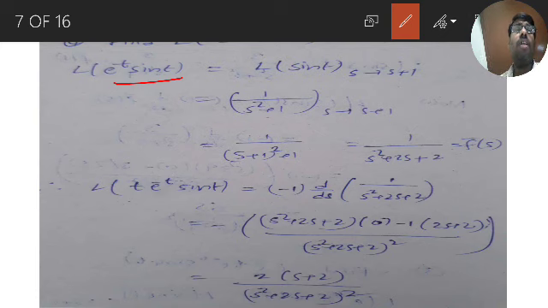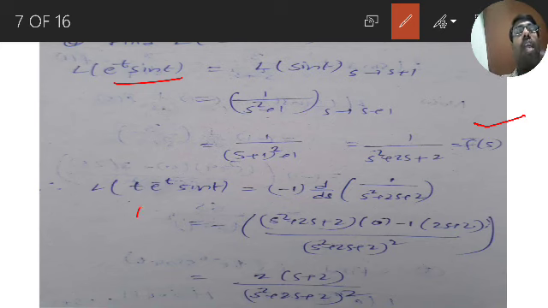(a plus b) whole square is a square plus 2ab plus b square. So s square plus 2s plus 1, and 1 plus 1 is 2. So at last we got f bar of s. What is f bar of s? 1 by s square plus 2s plus 2.